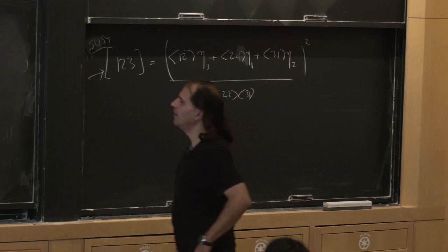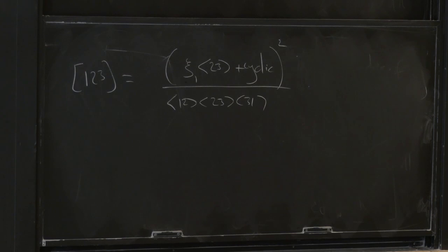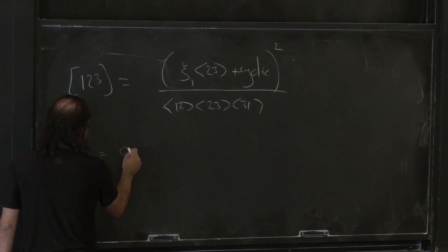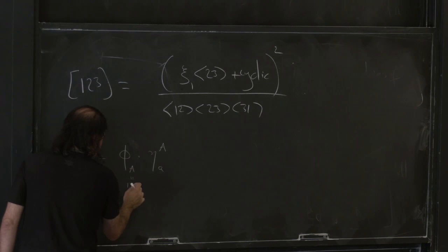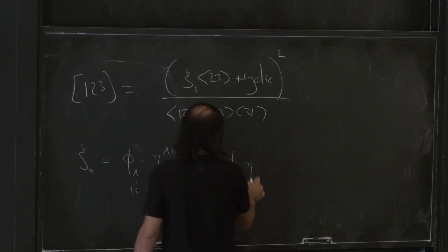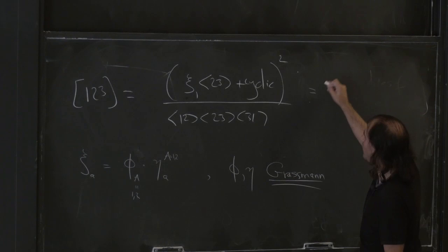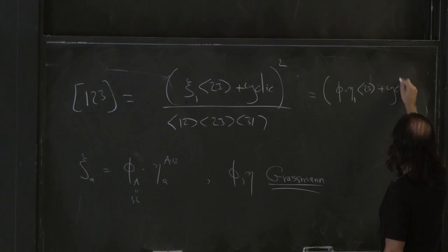And now comes the interesting part: what we want to do is demand that the xi's are actually infinitesimal. In other words, we want some sufficiently high power of xi to vanish. So said another way, I want to write xi_a as some phi dot eta_a, where now this has an index that runs from 1 to 2. So there are two of these guys. There's phi that runs from 1 to 2 and eta that runs from 1 to 2. And I want phi and eta to both be Grassmann variables. So still nothing has changed. Phi dot eta is still bosonic. So this is just a single (phi dot eta <23> plus cyclic) squared.